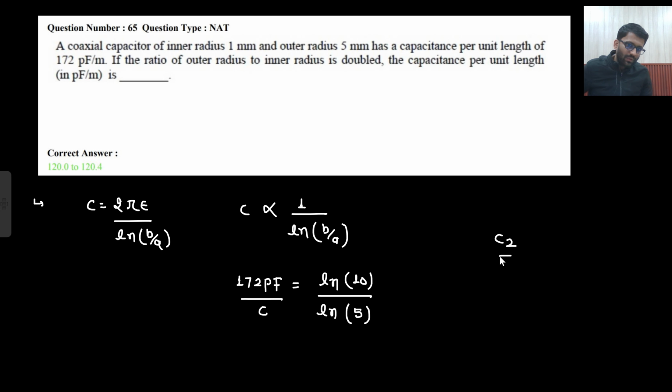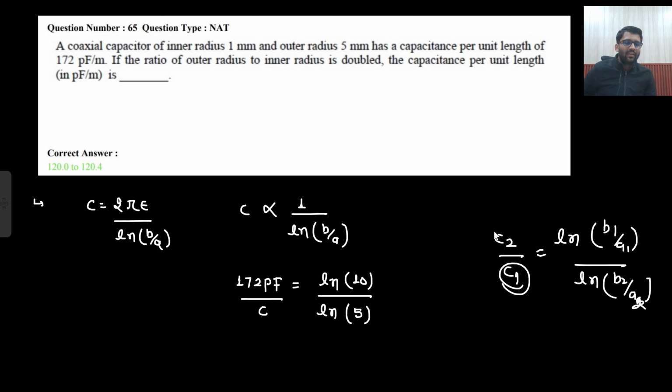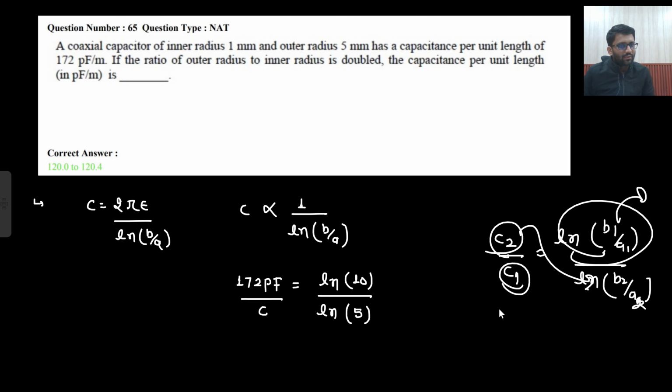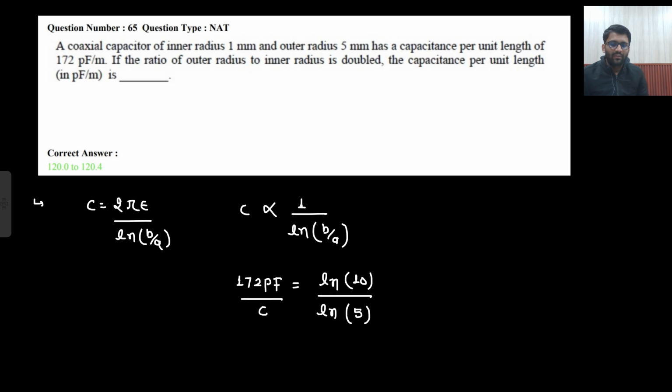So C2 by C1 would be equal to ln B1 by A1 divided by ln B2 by A2. What we are finding is the value of C1. Let's just say C2 is given, ln B2 by A2 is given, ln B1 by A1 is also given. So we need to find the value of C1. So just inverse proportion I have written. Are you getting this point? So this is how I will solve it, because they are inversely related.